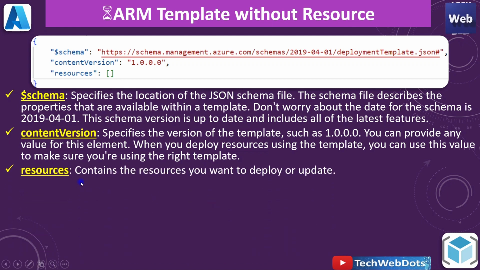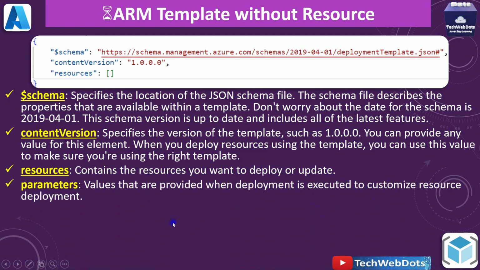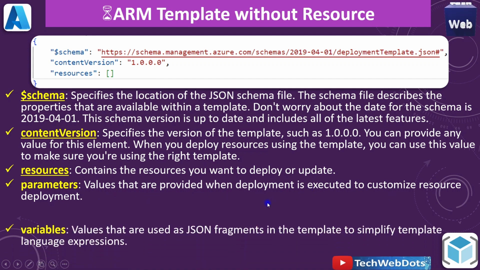And let me talk about the third one, resources. It contains the resources that you want to deploy or update. As you can see, this is the array symbol. You can specify multiple resources. Parameter is not a mandatory one, but you can specify it, and in that we specify values that are provided when deployment is executed to customize resource deployment.